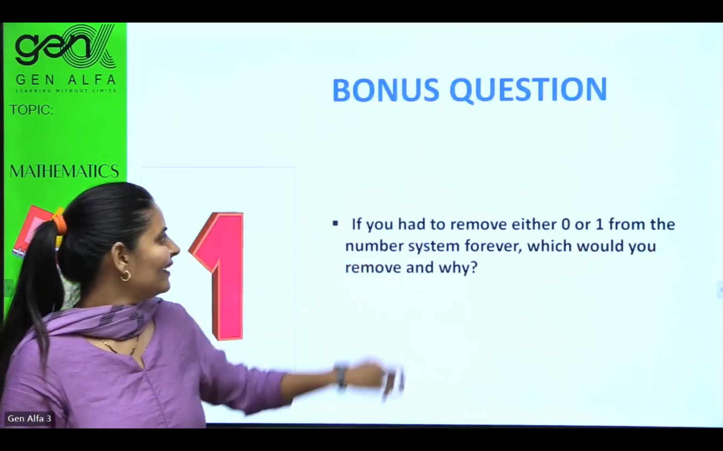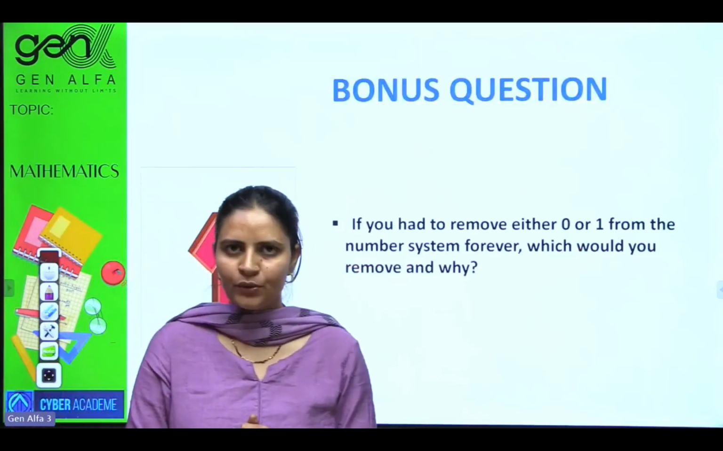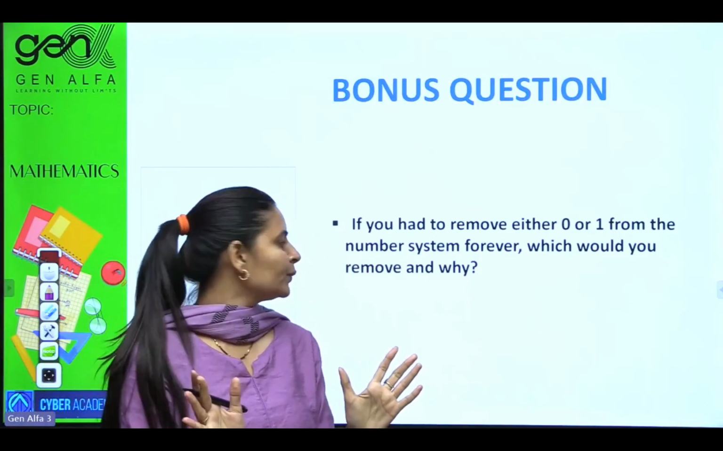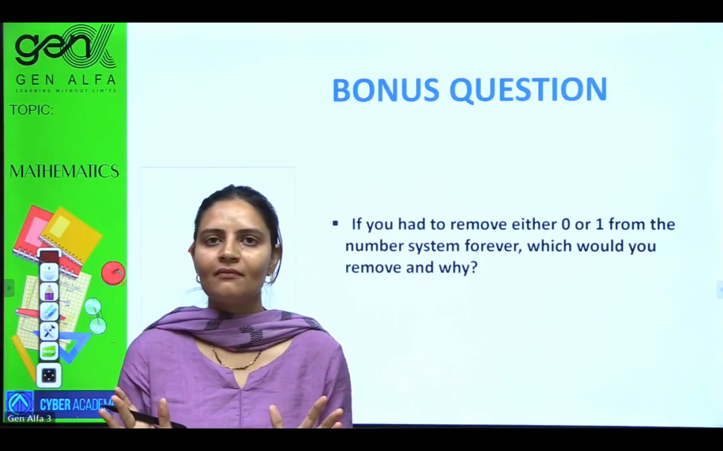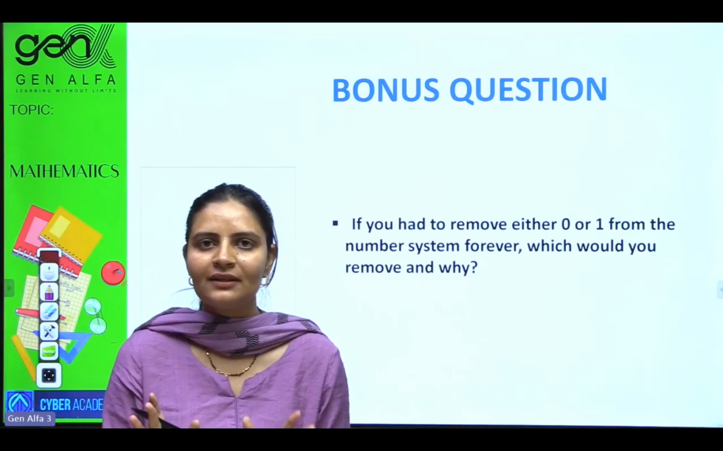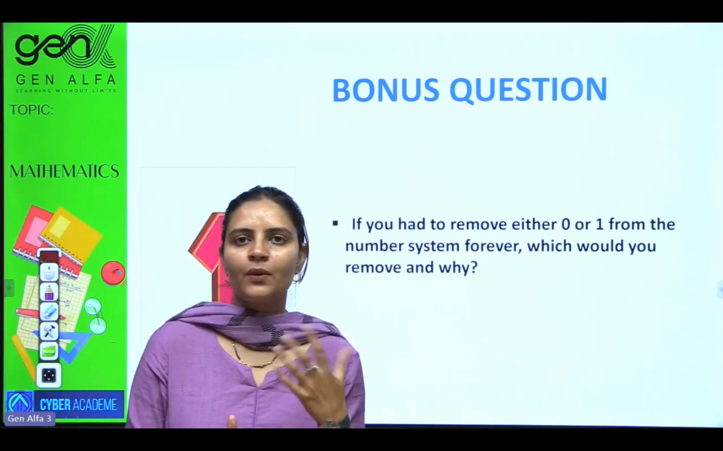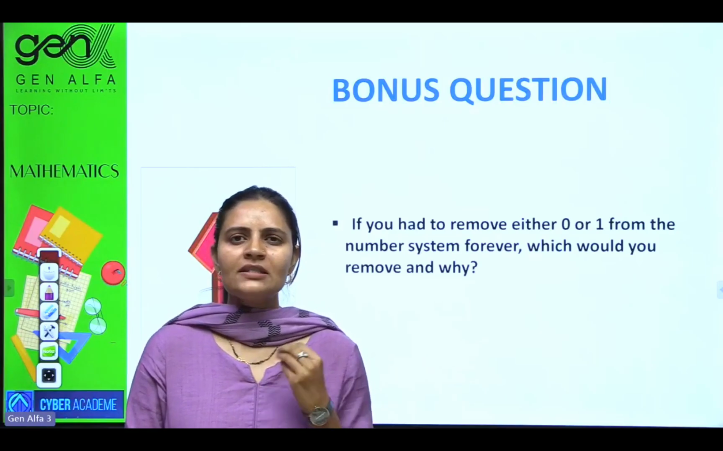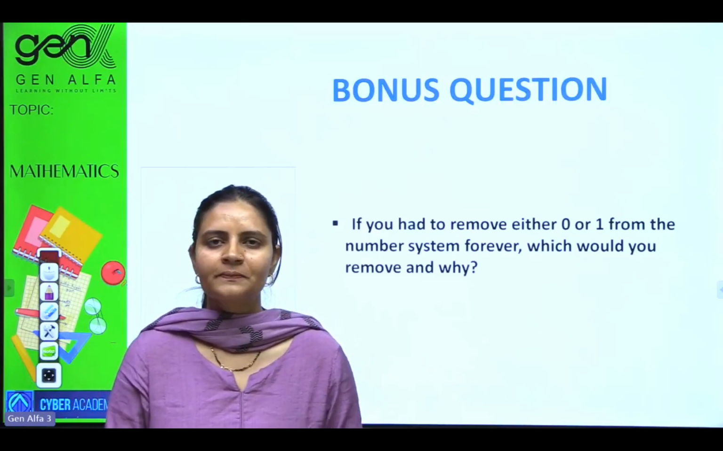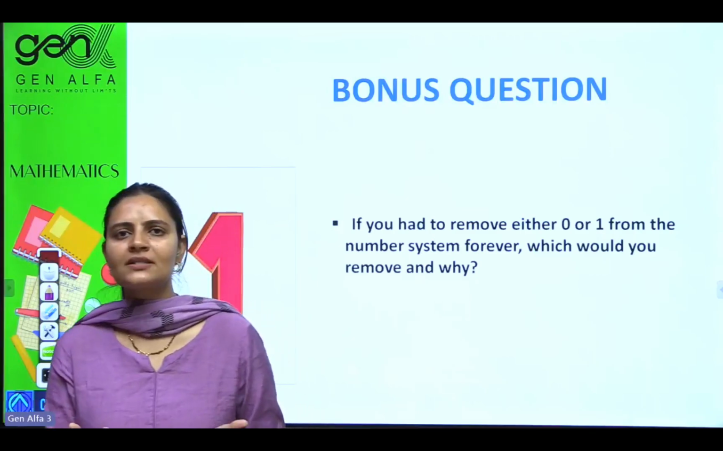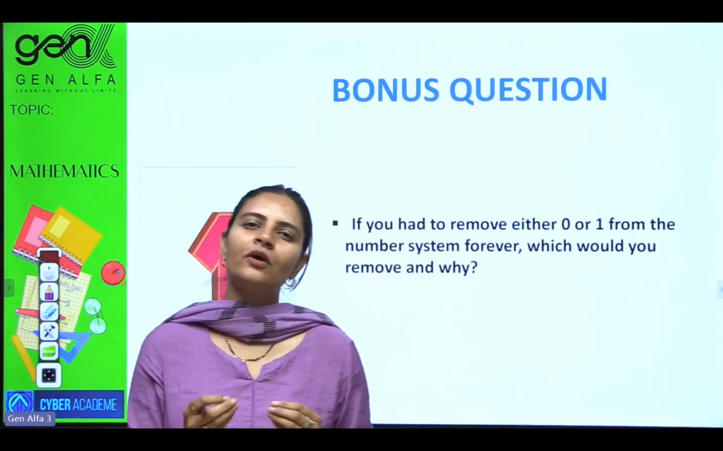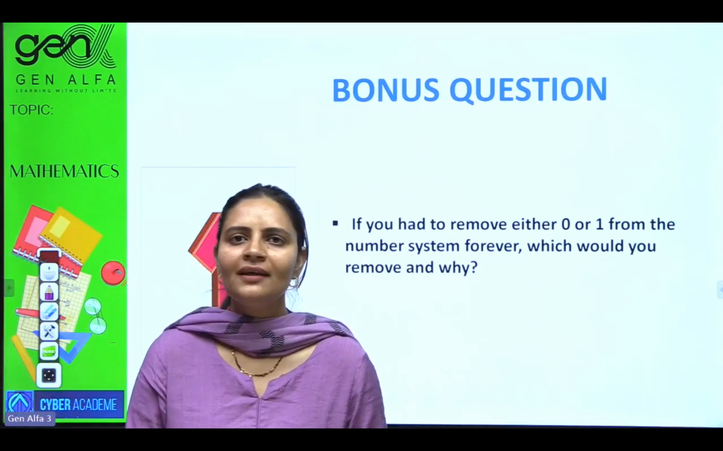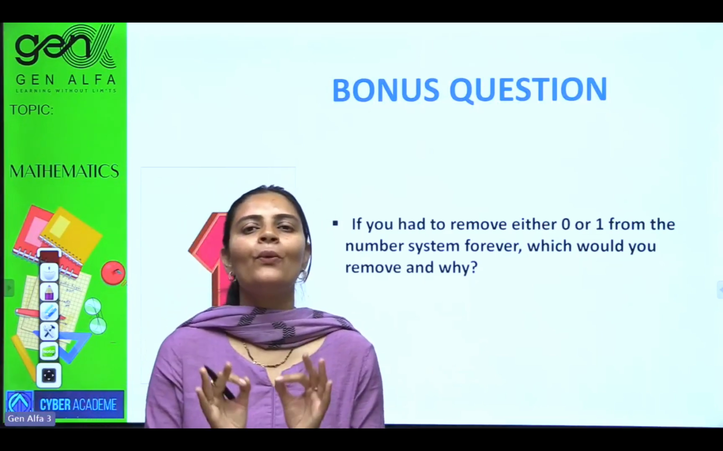If you had to remove either zero or one from the number system forever, which would you remove and why? Yeah, it's a philosophical, debate question. Some would say one, some would say zero. It depends on your thinking. If I exclude zero from this set, there would be no place value system. If I exclude one from the number system, how would you start counting? Multiplication would become impossible. So both are essential, isn't it?